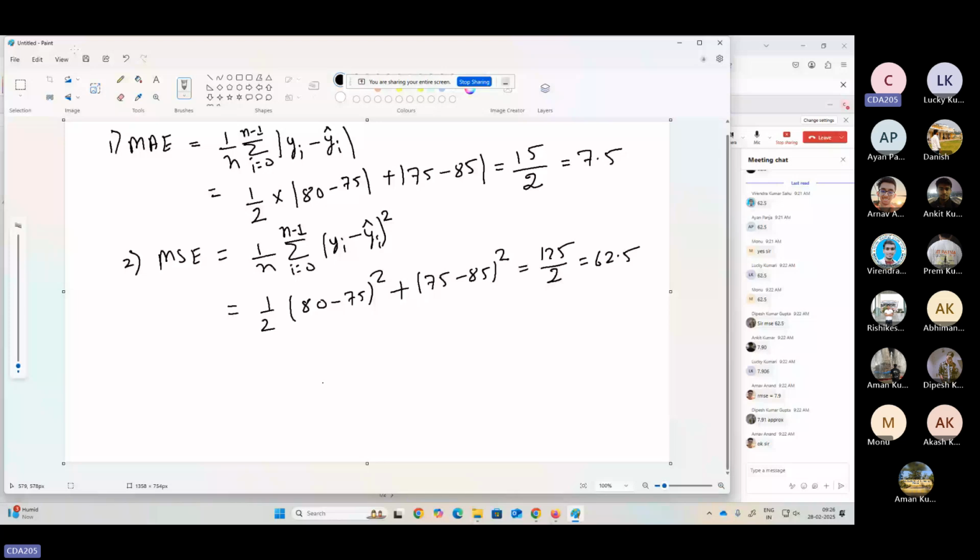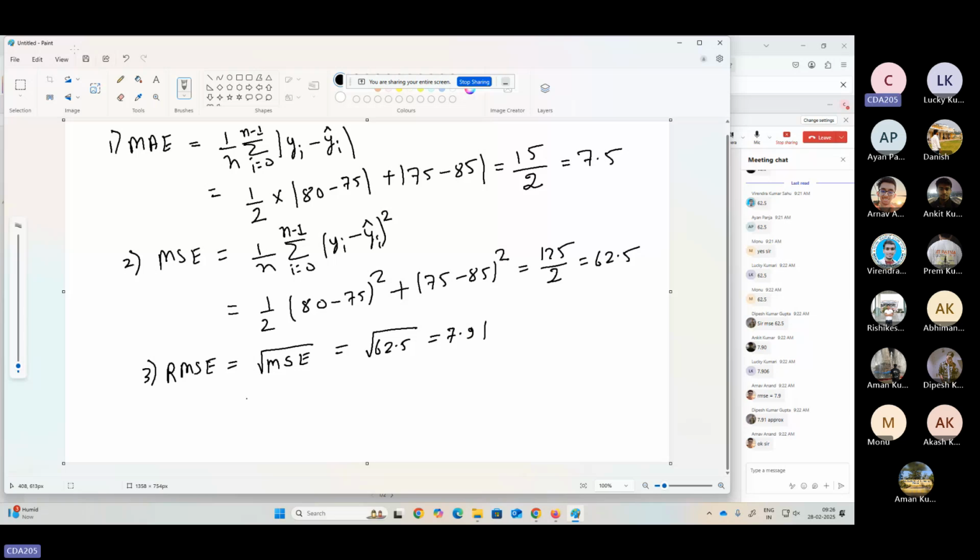Now what is the third one? That is RMSE. What we are doing is just taking the square root of MSE. So we have 62.5, so it is coming 7.91.